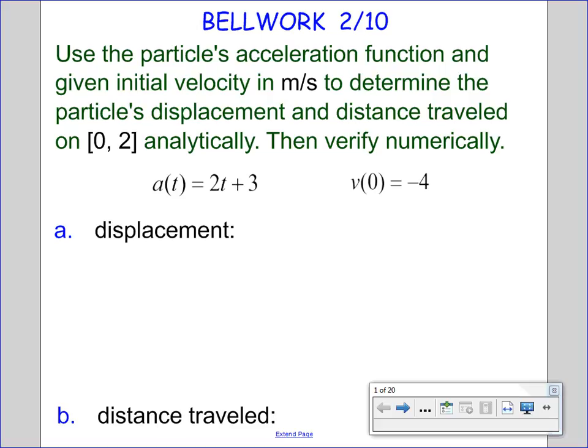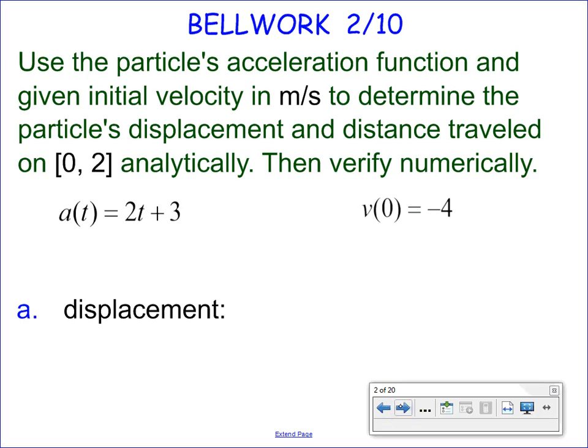Welcome, ladies and gentlemen. So let's go ahead and take the particle's acceleration function and initial velocity condition, and see if we can determine key things like how far did the particle travel. What's the displacement of the particle over the time interval t equals 0 to 2 seconds? And we can do this analytically. So again, first step, we'll do strictly pencil and paper.